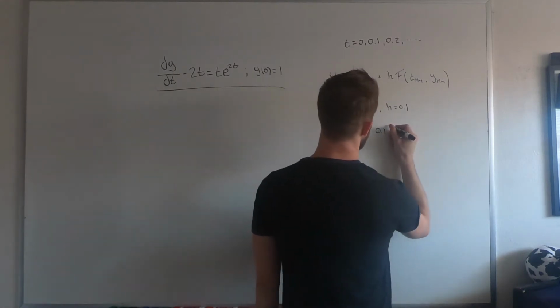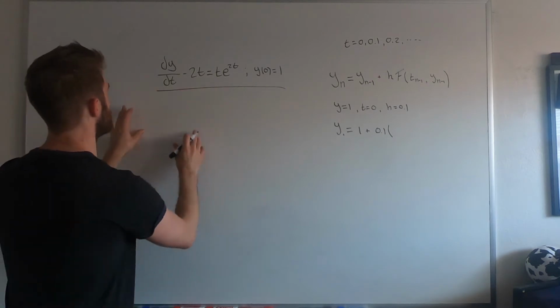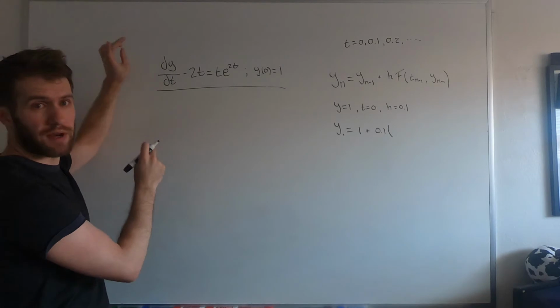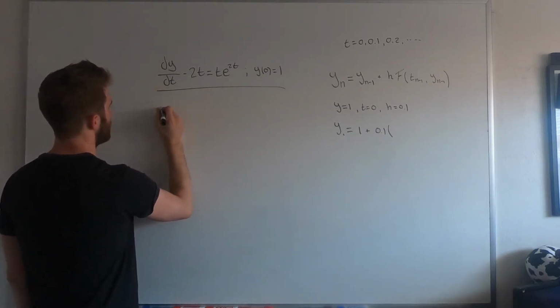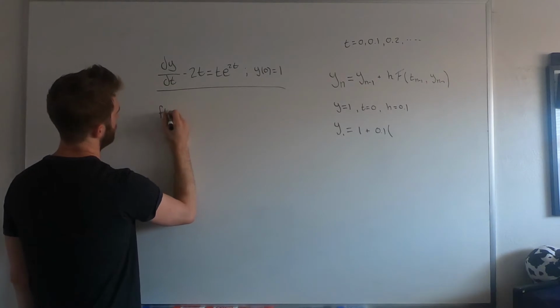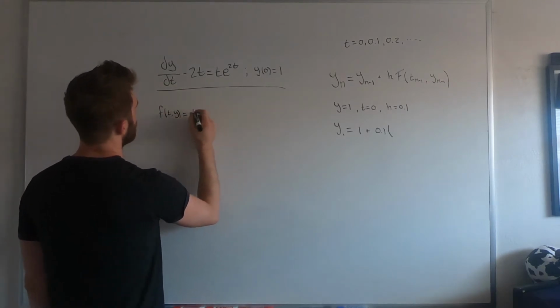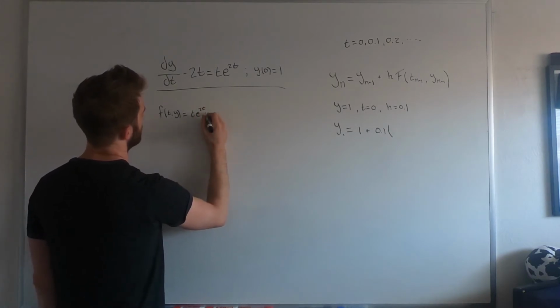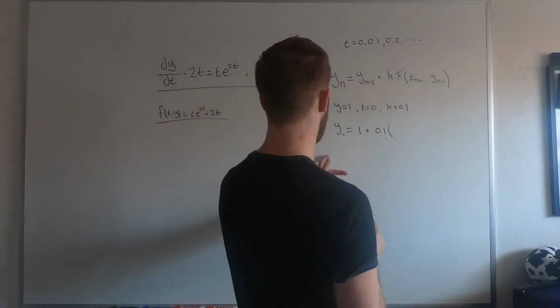Our function right here, I'm just going to rearrange it. We move all of this over, and we'll be solving for our differential part there. So we'll have our function f of t and y equal to t times e to the 2t plus 2y. Okay, so that's our function that we're going to be plugging in here.